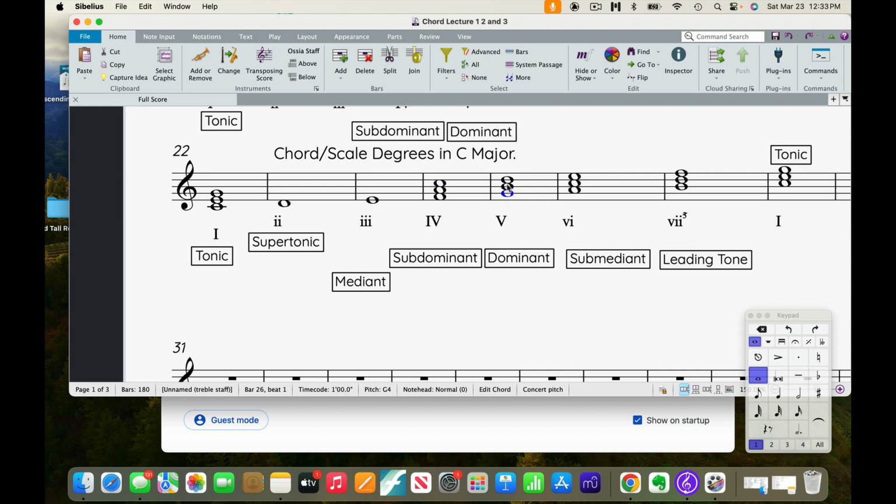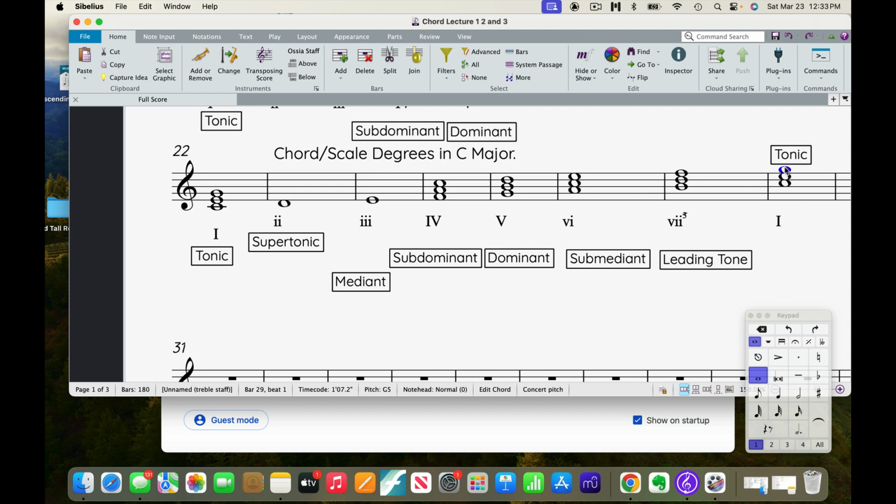5 is the dominant, and then submediant is 6 minor. Seventh is always diminished, and then back to tonic.